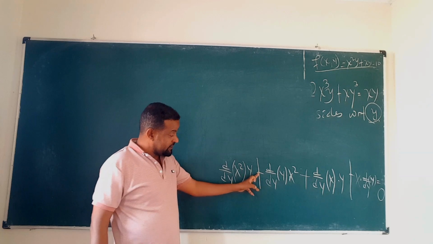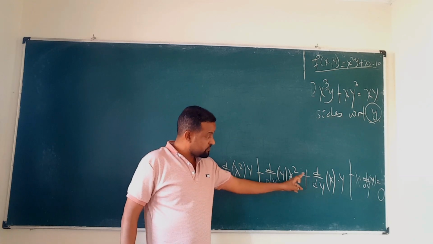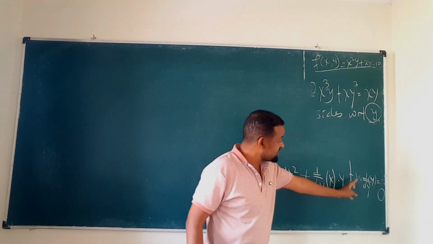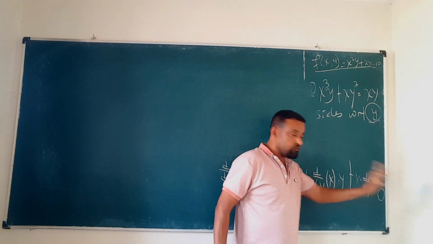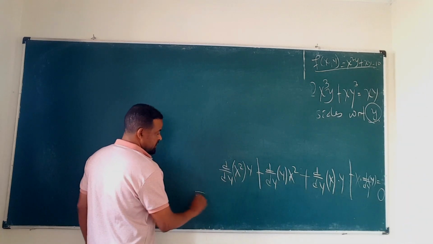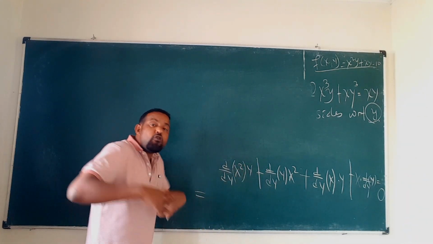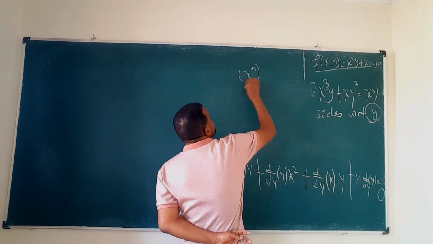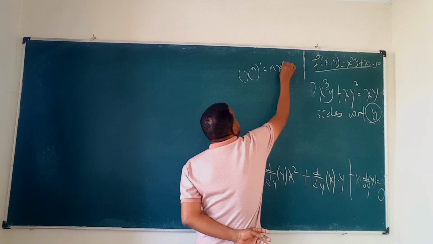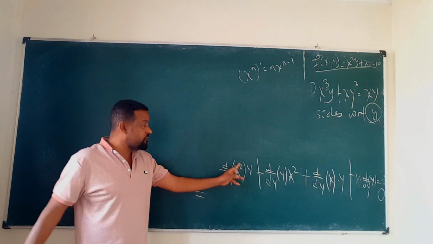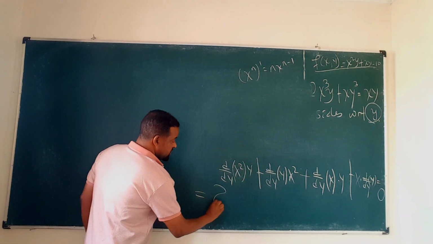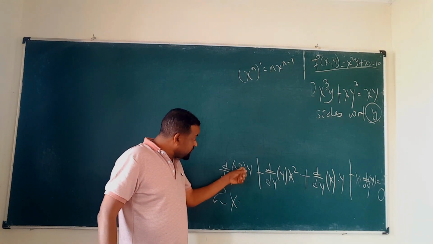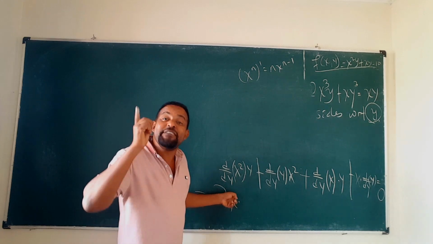Now follow carefully: the derivative of x squared times y, plus the derivative of y times x squared, plus the derivative of x with respect to y times y, plus x times the derivative of y, is equal to 0. Okay now look, what is the derivative of x squared? You know the power rule: the derivative of x to the power n is n times x to the power n minus 1, so the derivative of x squared gives us 2x.